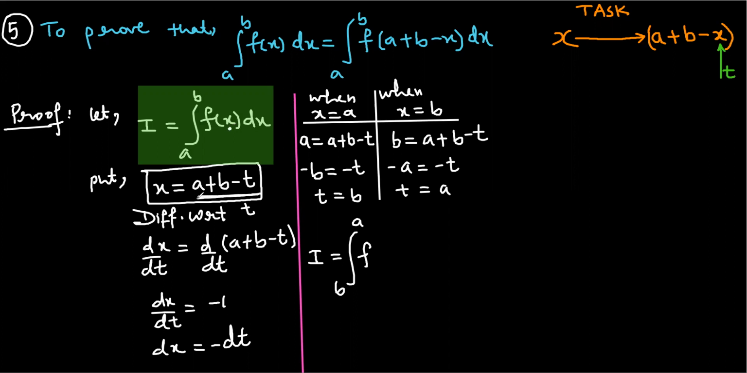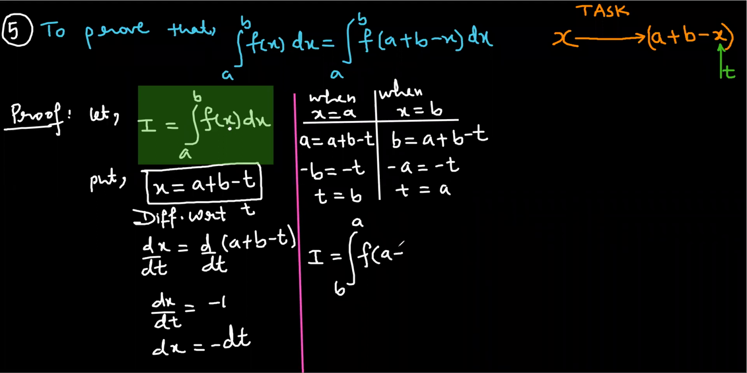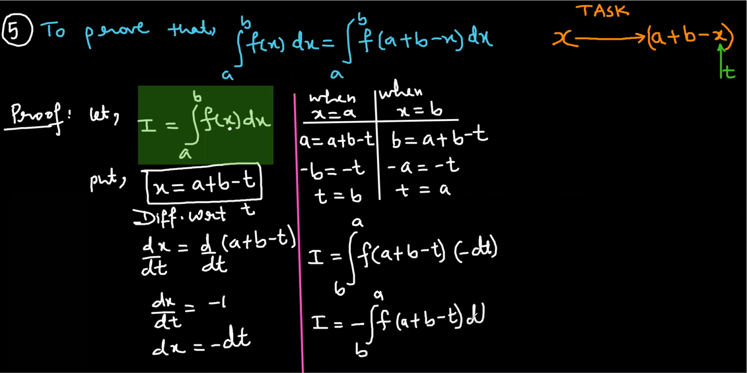So when I do this, I shall be writing the new limits. X is a plus b minus t, so f of a plus b minus t. And what is dx? Dx is negative of dt. Now, as we did in the previous theory, this negative sign will come out. You will have I equals negative b to a f of a plus b minus t dt.